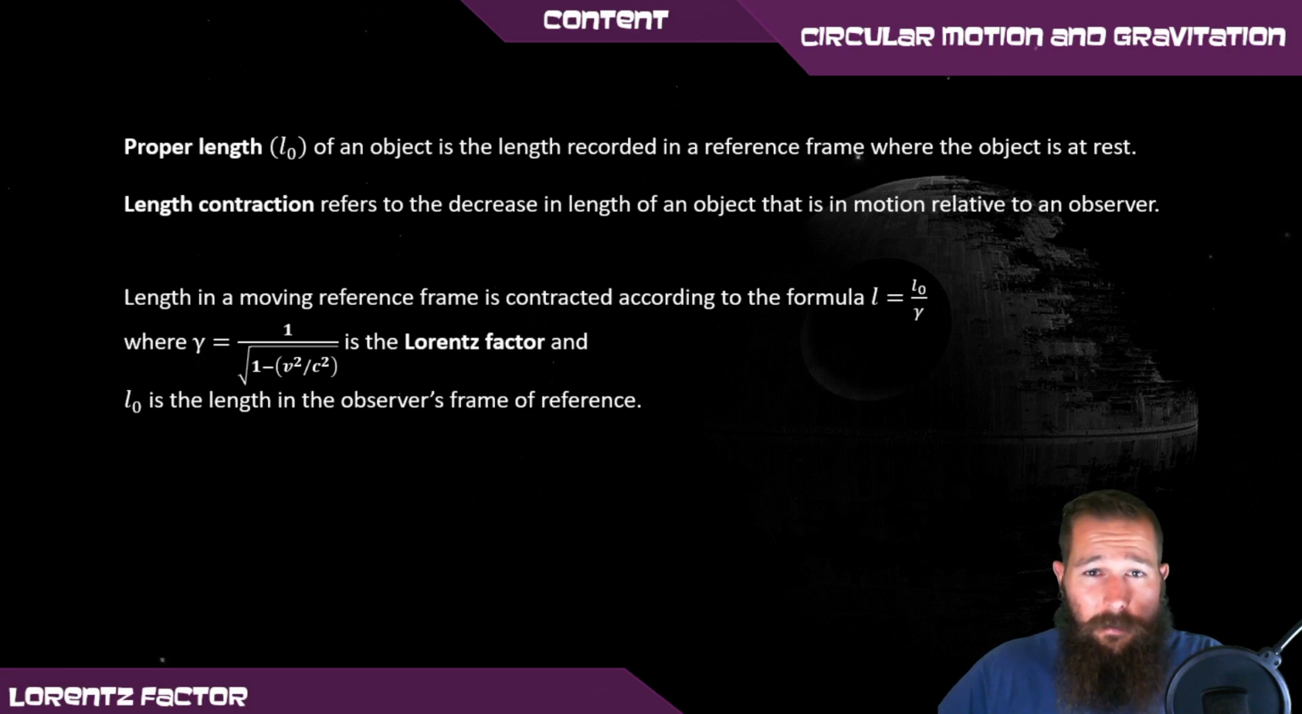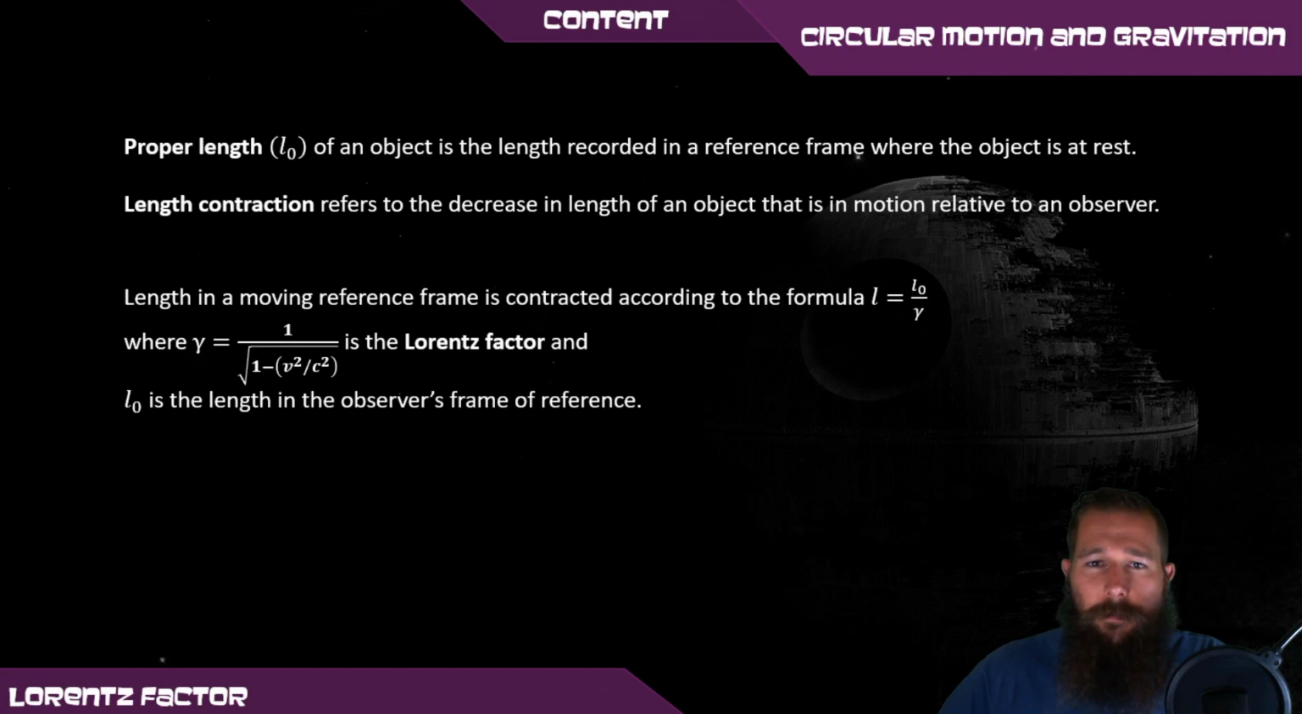The proper length of an object is the length recorded in a reference frame where the object is at rest. And length contraction refers to the decrease in length of an object that is in motion relative to the observer. This suggests when we're standing still and looking at an object that's approaching the speed of light, it actually appears shorter than its actual length.